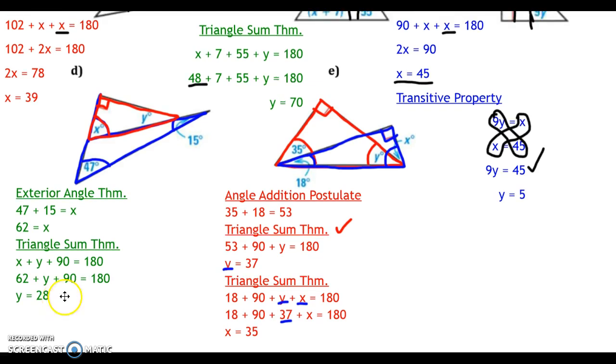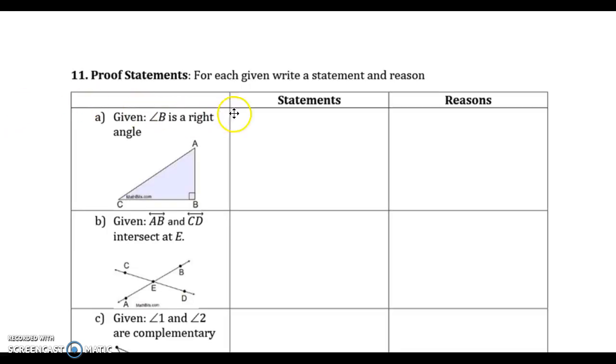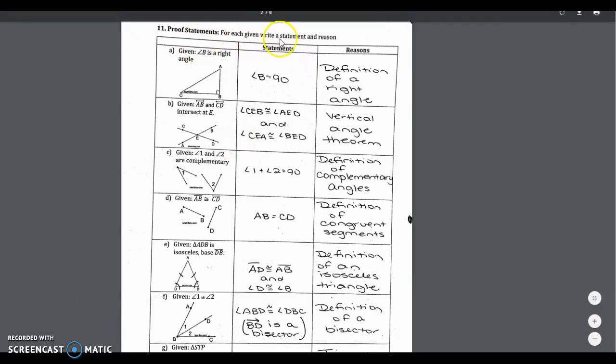All right, for the second page, you were asked to take a look at these different diagrams and these different statements, or these different pieces of given information, and asked to write a statement and give a reason. Take a look at the answers here. For each given, write a statement and a reason. This first one, we knew that angle B was equal to 90 because of the definition of a right angle. If we're given that it's a right angle, it must be 90 degrees.